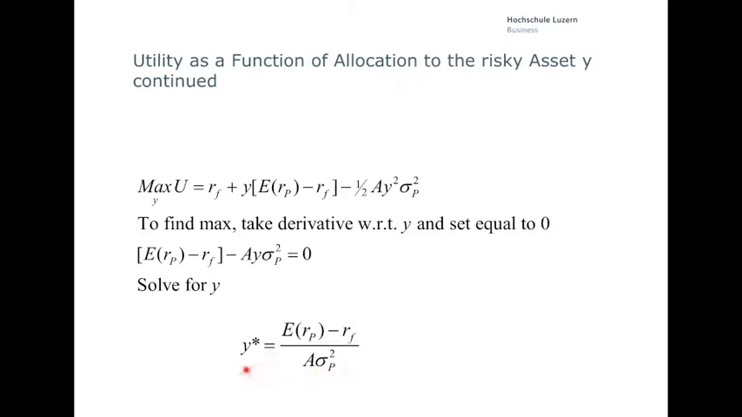This solution shows that the optimal position in the risky asset is inversely proportional to the level of risk aversion and the level of risk, and directly proportional to the risk premium offered by the risky asset.